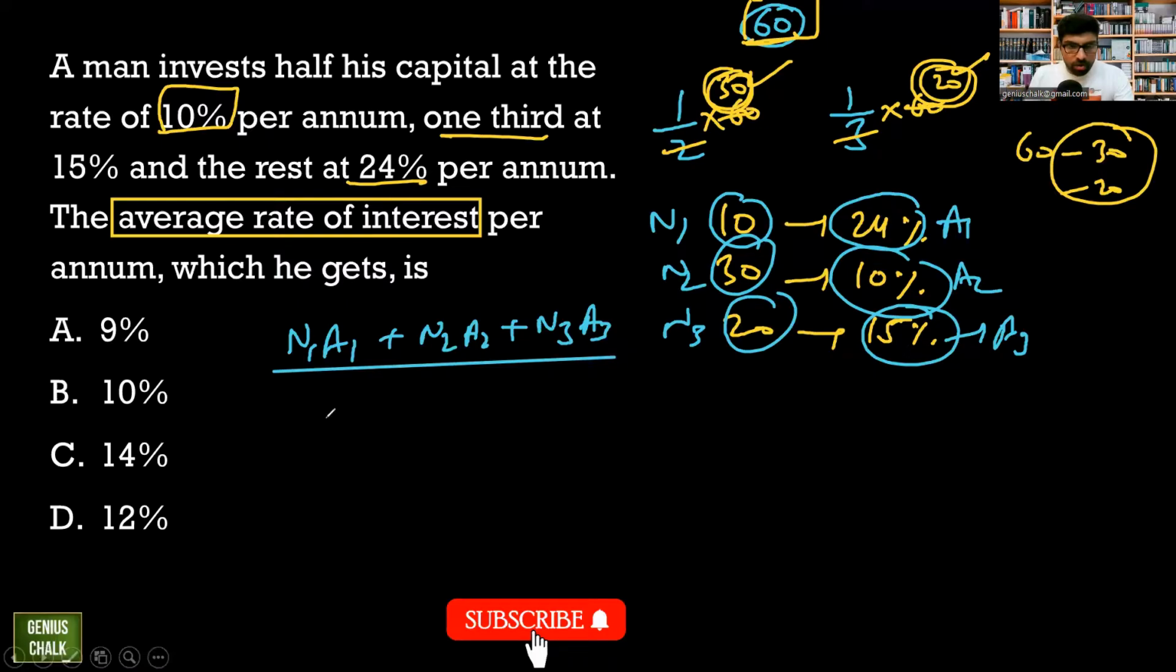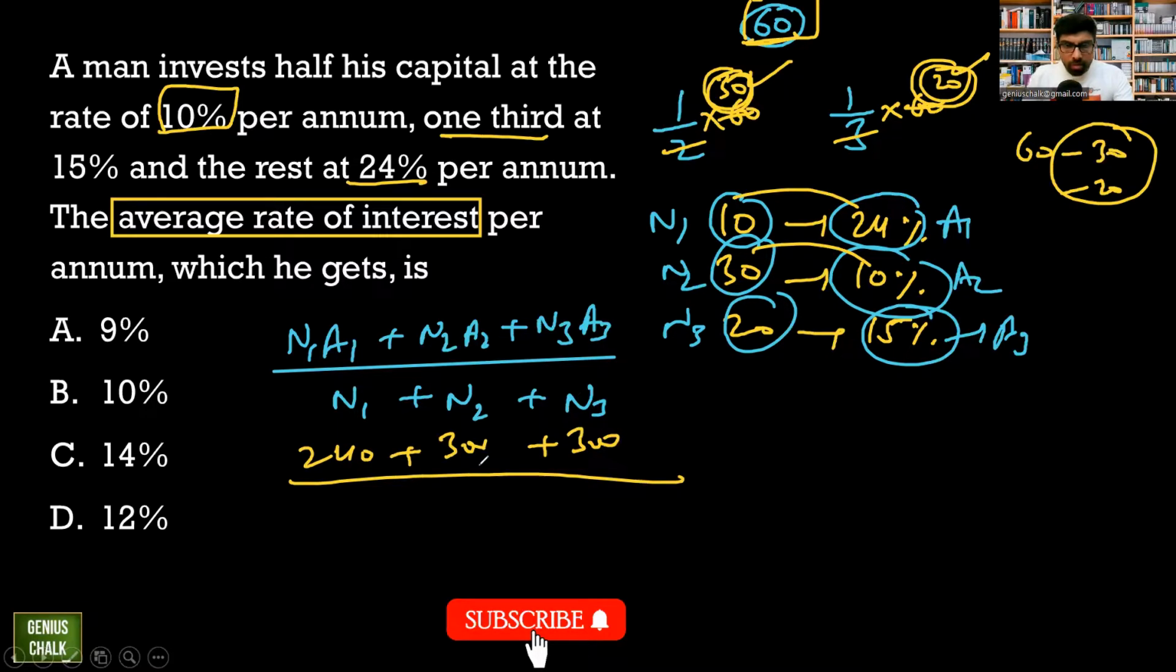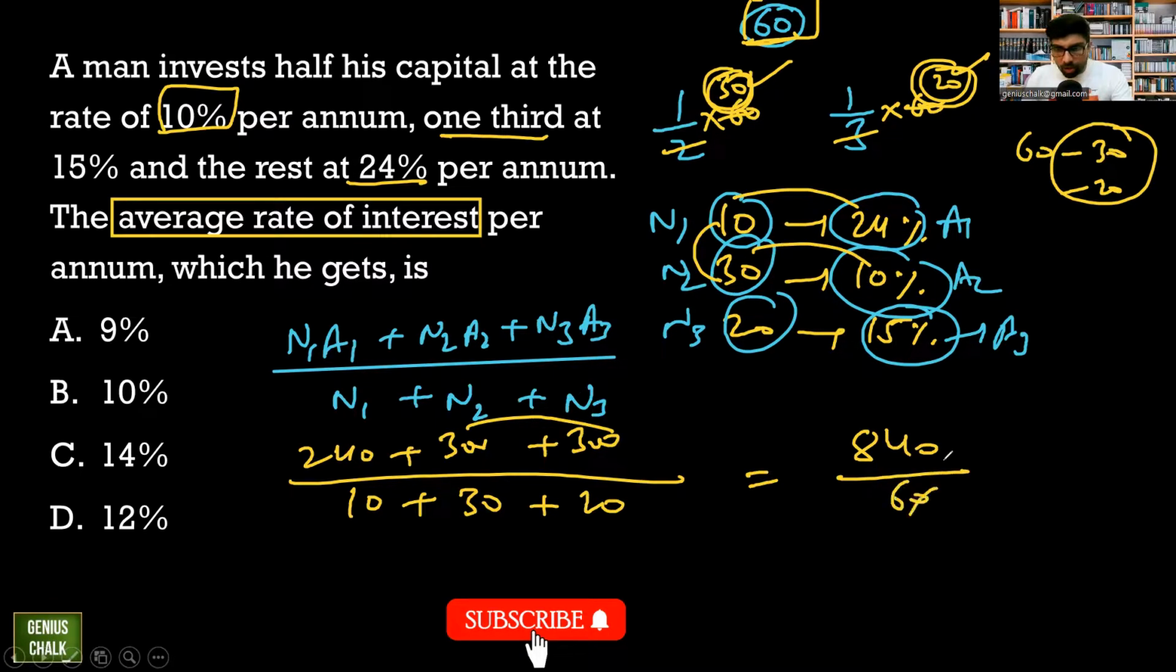You can check the complete concepts, divided by N1 plus N2 plus N3. Okay, so you can solve like this, but it is a bit calculative. 10 into 24 will be 240. Then 30 into 10 is 300, and 20 into 15 is also 300, divided by N1 plus N2 plus N3, which is 10 plus 30 plus 20. So this is 240, 300, 300, 840, and this is 60. So you can see it is 14%. So 14% is my answer.